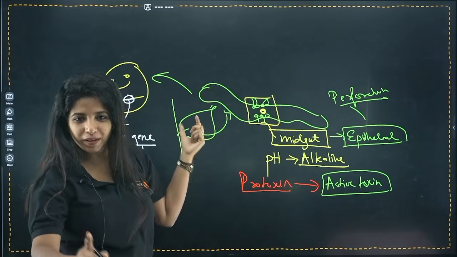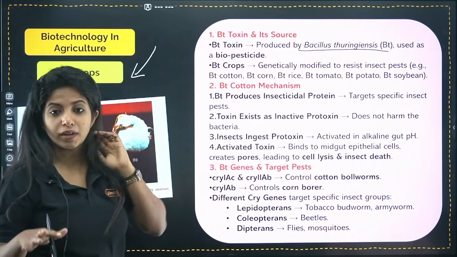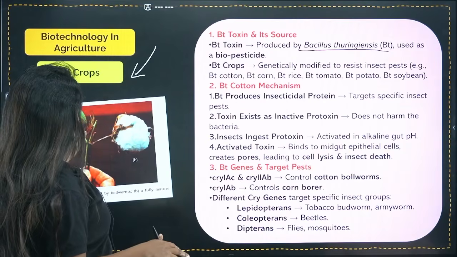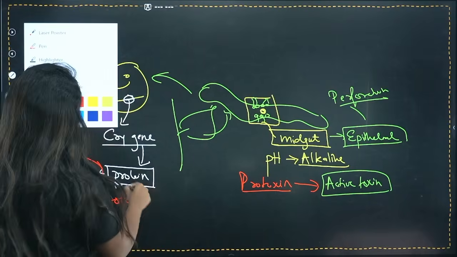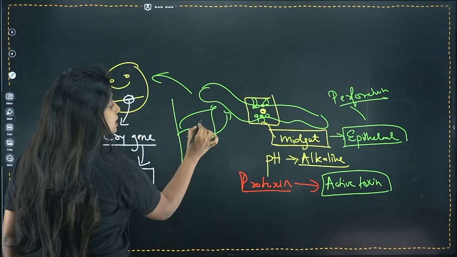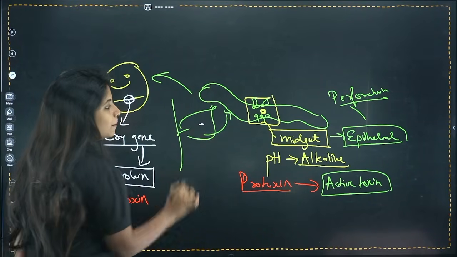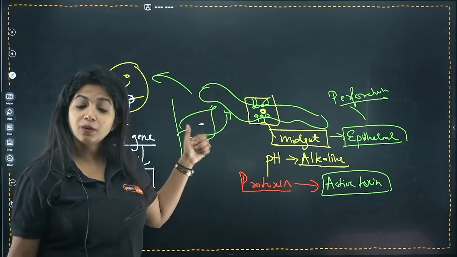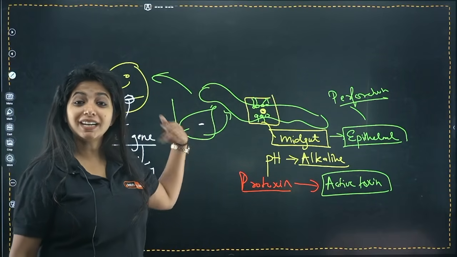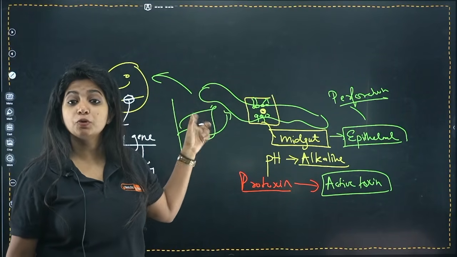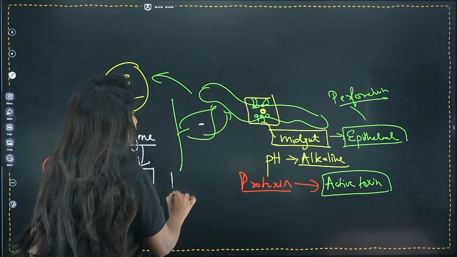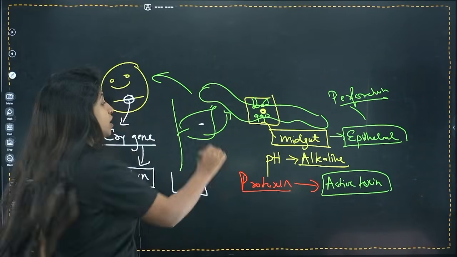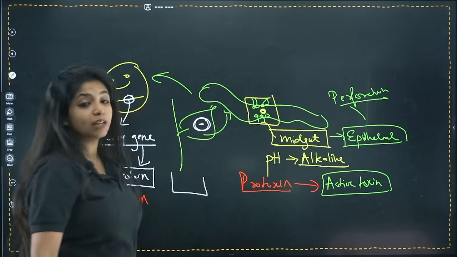Didn't get it? Listen to me. Until now, it was the bacteria who was doing it. Suppose we take the cry gene from this particular bacteria and put it inside the plant. The plant will now produce the protoxin. So every time a caterpillar comes and eats the plant, what is going to happen? The caterpillar is going to die. That is why we say that this particular gene is providing pest resistance to the plant.